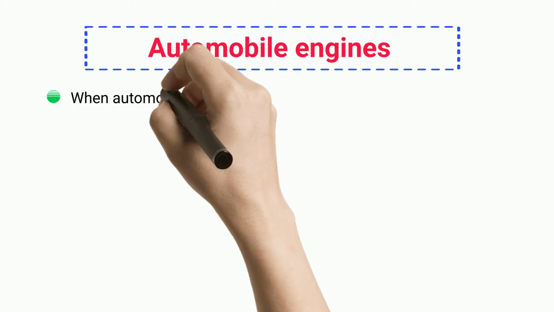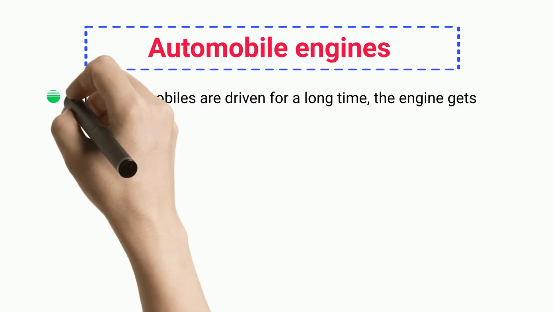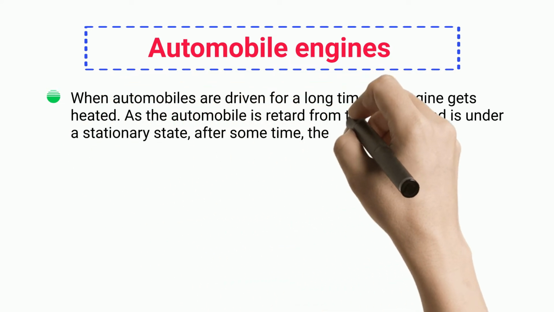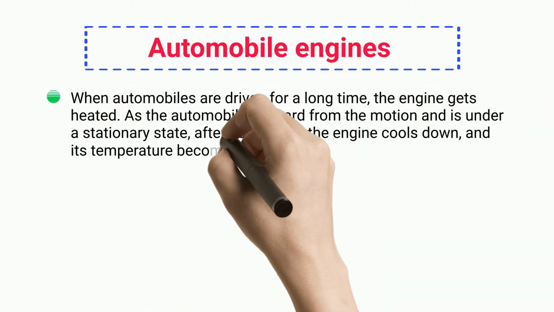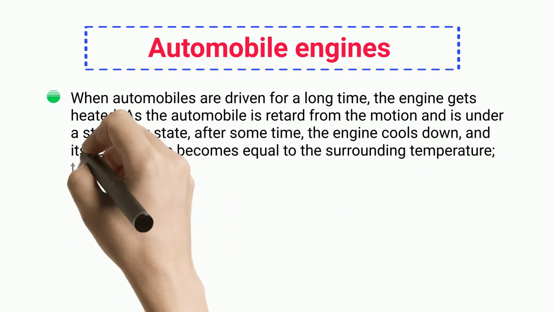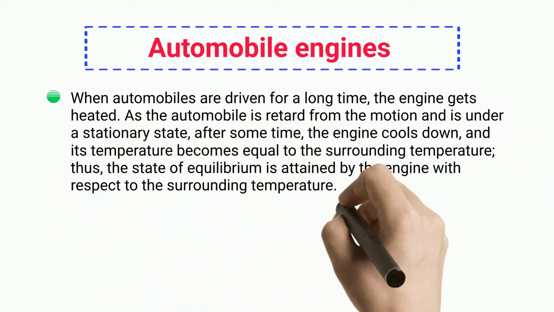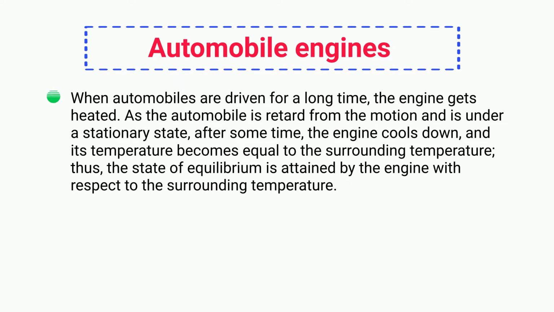Automobile engines. When automobiles are driven for a long time, the engine gets heated. As the automobile is retarded from the motion and is in a stationary state, after some time the engine cools down, and its temperature becomes equal to the surrounding temperature. Thus, the state of equilibrium is attained by the engine with respect to the surrounding temperature.